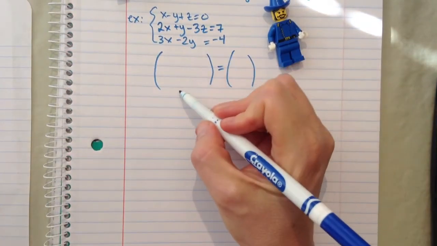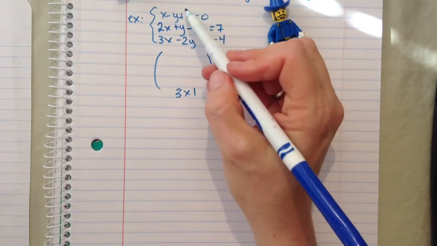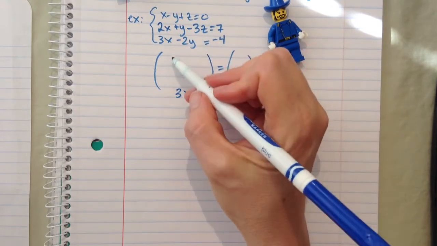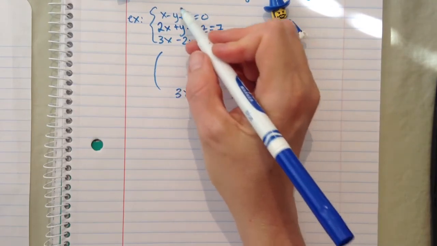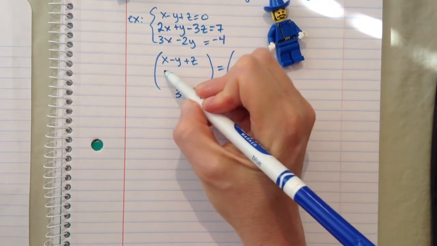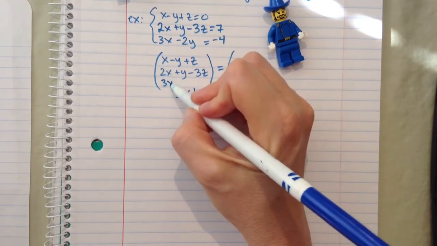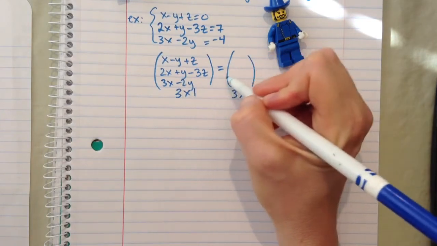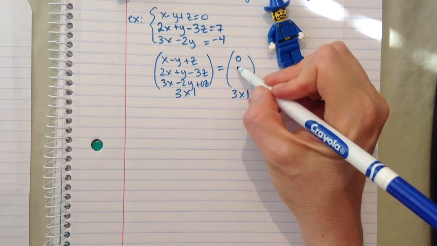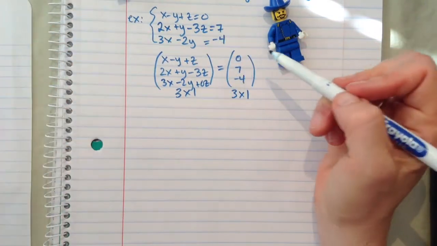All right, so we're going to make two 3x1 matrices, and they're going to be equal because we take the left side of the equations equals the right side. This matrix holds the left side expressions, x minus y plus z, 2x plus y minus 3z, and 3x minus 2y plus 0z, I guess we consider that, equals 0, 7, and negative 4. And these two matrices are equal because of what the system says.